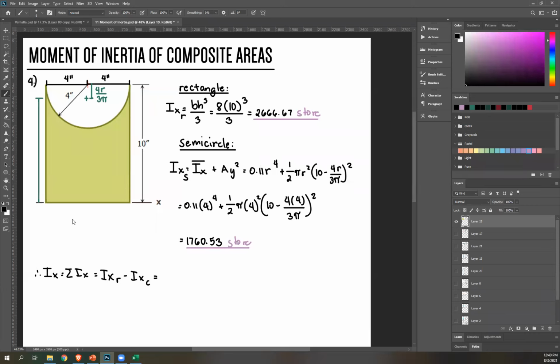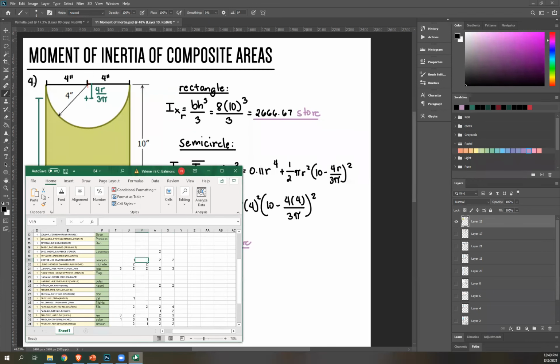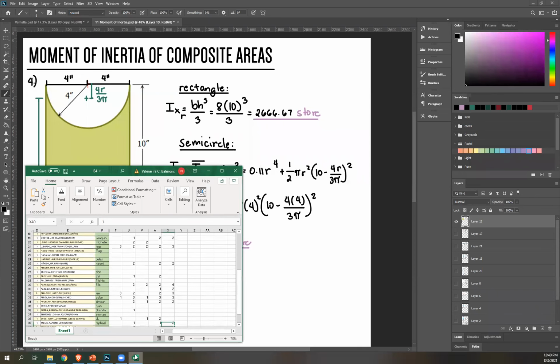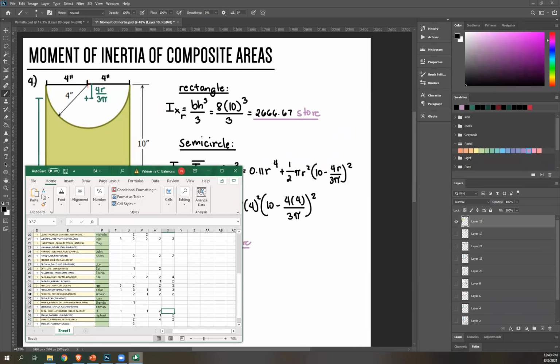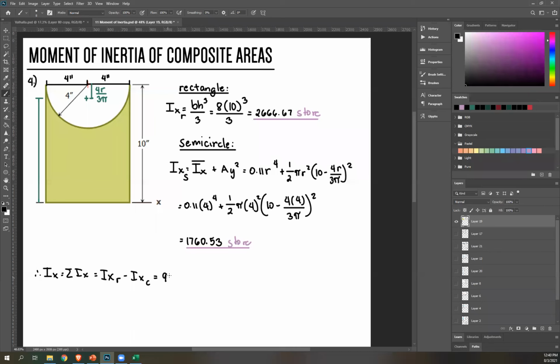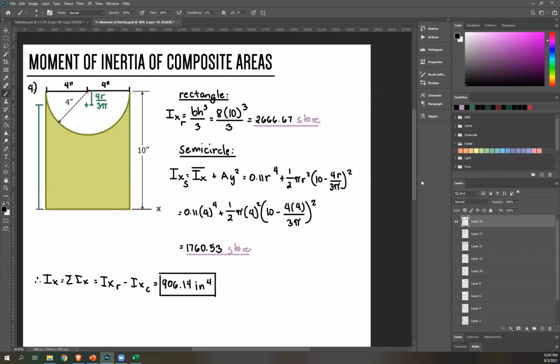Correct, Zaira and Alyssa Tamayo Ortiz. It's 906.14, and then the unit is inch raised to 4. Okay, so that's number 4. Any questions for number 4? Please answer in the chat.